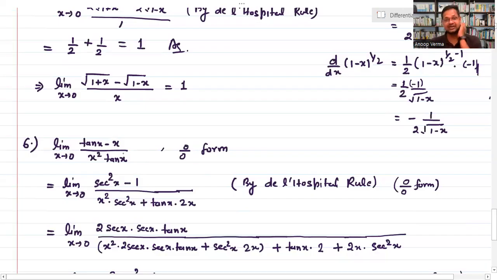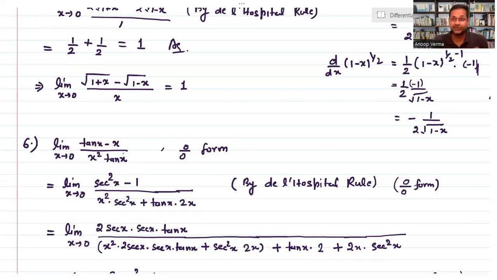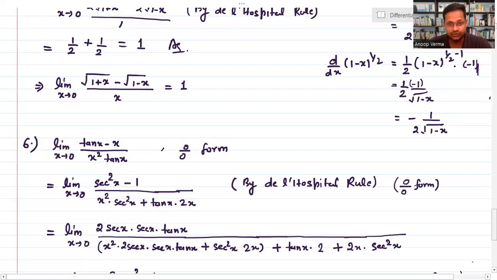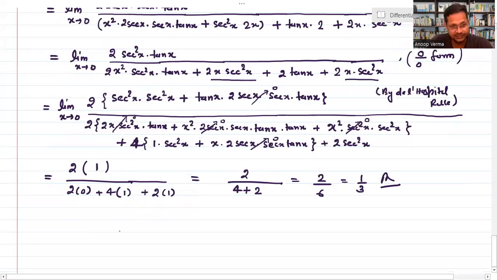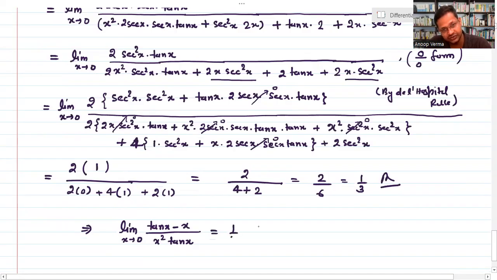It looked very simple, but when we went to calculate this limit by taking the derivative again, again, again, 3 times, we had to apply L'Hospital's rule to get the result. Okay, so this means the value of this limit as x tends to 0 of tan x minus x divided by x square tan x is just equal to 1 by 3. So this is your answer.